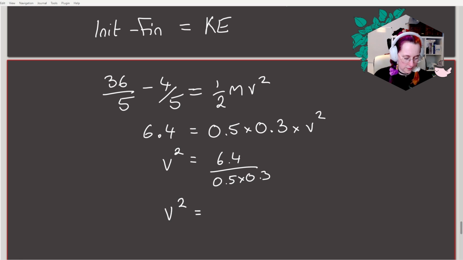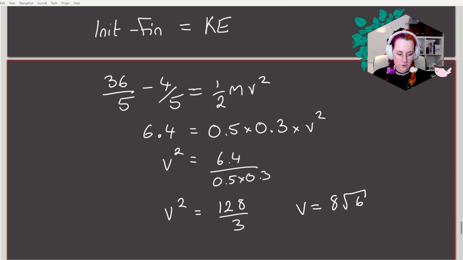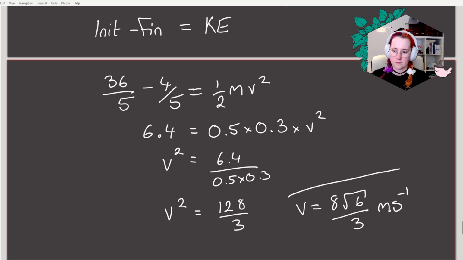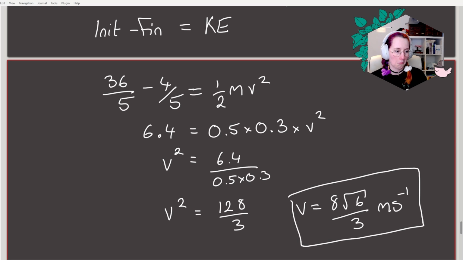V squared is, that is an awful recurring digit, so let's leave it alone. 128 over 3. V is equal to the square root of that answer, so 8 root 6 over 3. That seems to be what it says, at the very least. There we go.